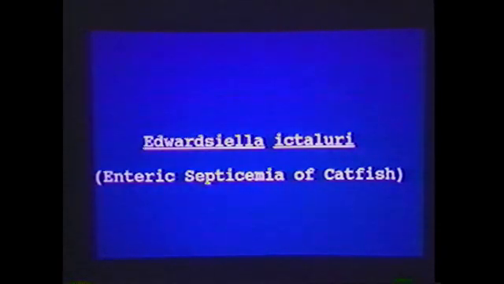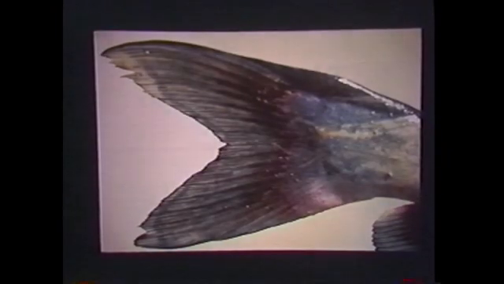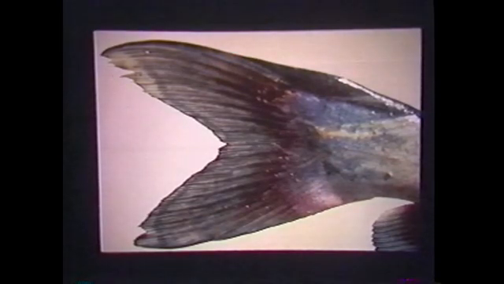Edwardsiella ictaluri, or enteric septicemia of catfish, will look very similar. Here, an acute septicemia, we'll see hemorrhage over fins, serosal surfaces of the animal. Prominent areas of epithelial necrosis. Oral hemorrhage, ulcerations. Hemorrhage over serosal surfaces in the body cavity, as we see in this heart. Right here, some serosal hemorrhage.